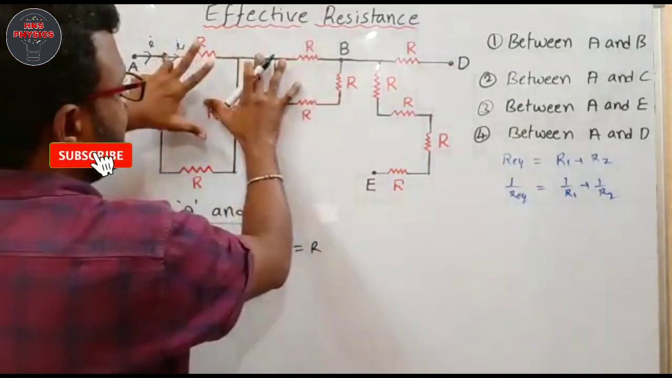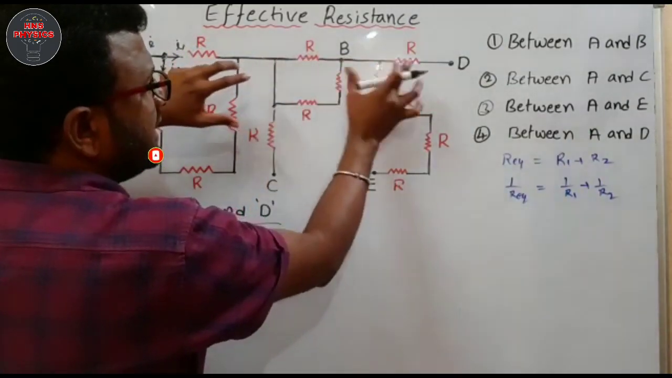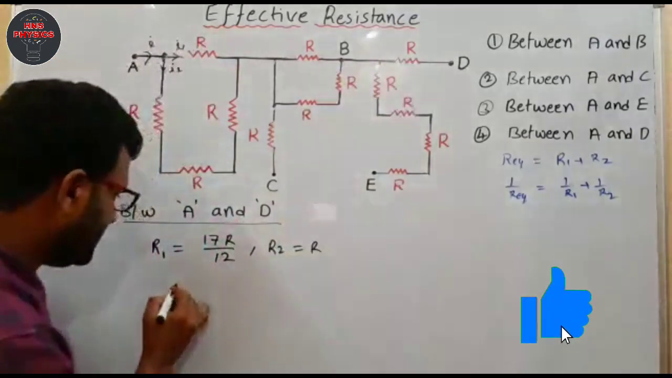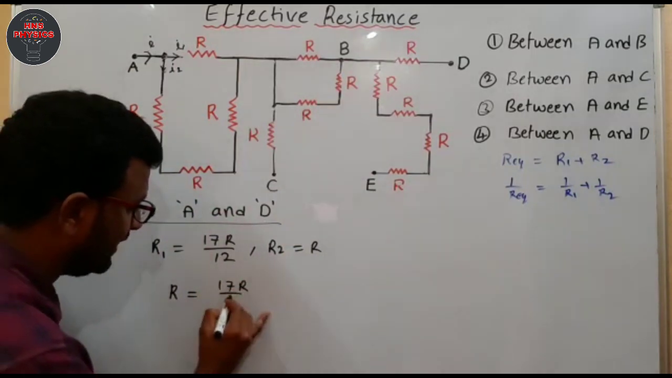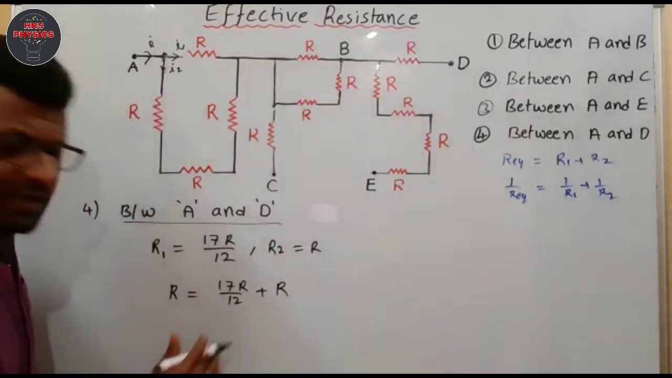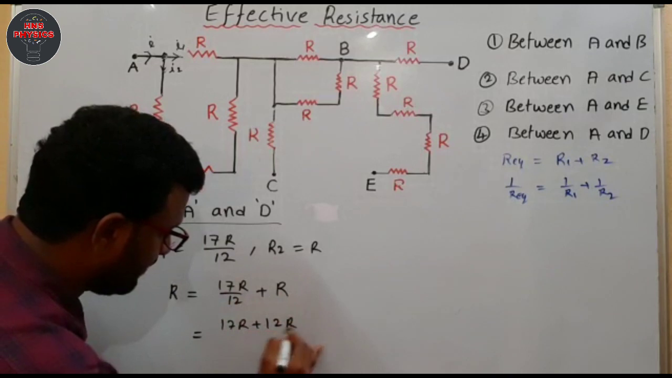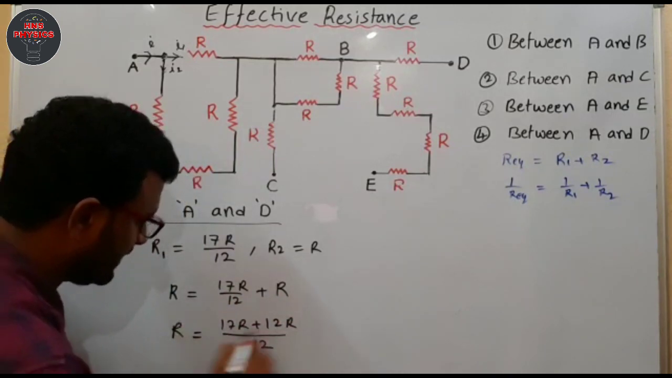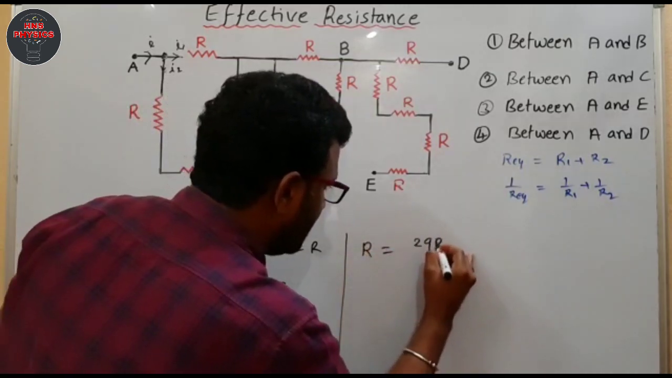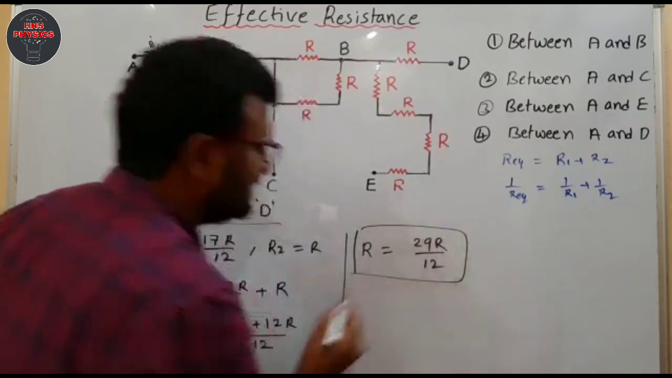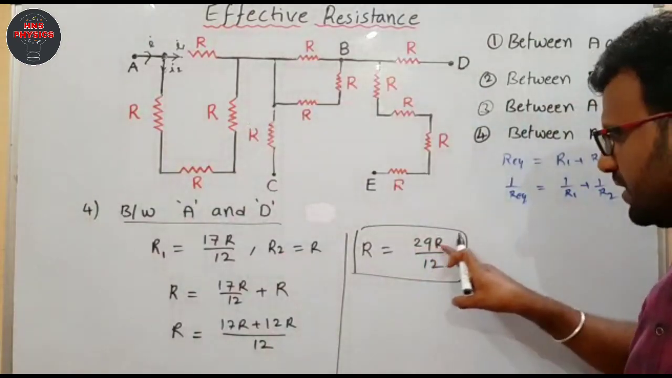Now the effective resistance of A and B and this resistor are in series combination. So you can find the effective resistance, that is 17R by 12 plus R. Now take the LCM here: (17R plus 12R) by 12. So the effective resistance is 29R by 12 between A and D. So the effective resistance between A and D is 29R by 12.